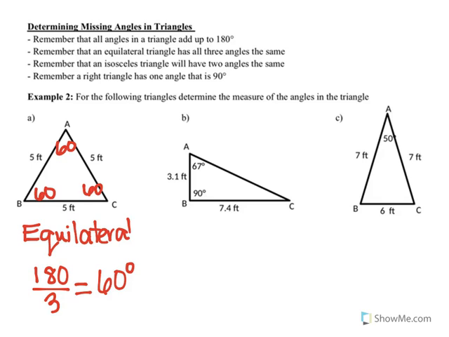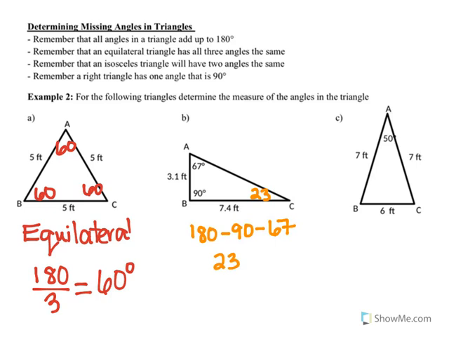For our second triangle, it is a right triangle. And we know two of the angles. So to find the remaining angle, we're going to take 180, subtract 90, and subtract 67. We're left with 23 degrees, so our remaining angle is 23.